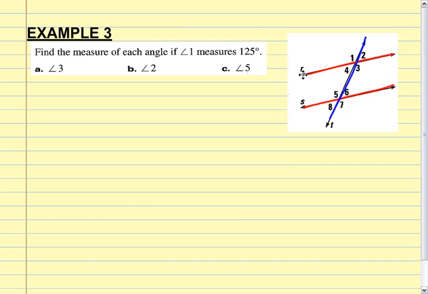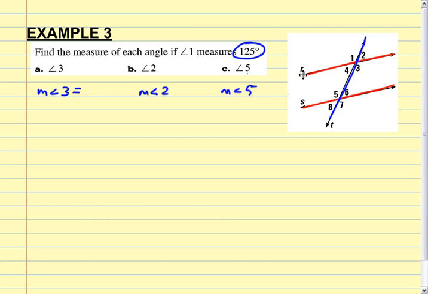It says that angle 1 measures 125 degrees. They want us to find the measure of angle 3, the measure of angle 2, that little m means measure of angle 2, and the measure of angle 5. Does anyone see a measure that they'd like to give me? They can see it right now. They're ready to just tell me what it is.